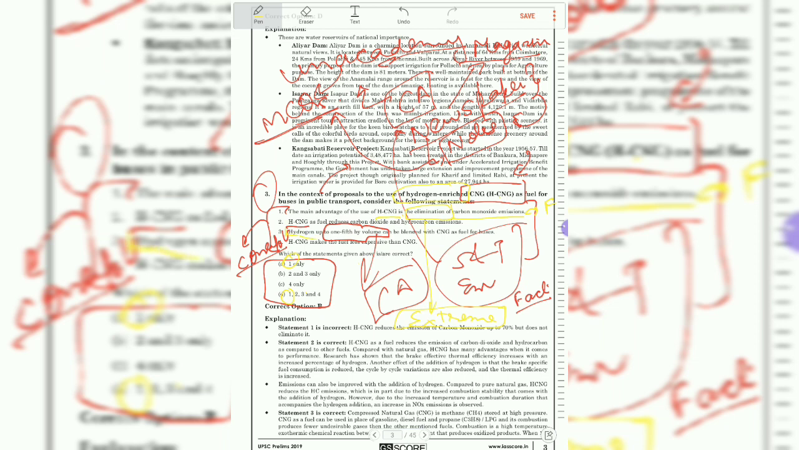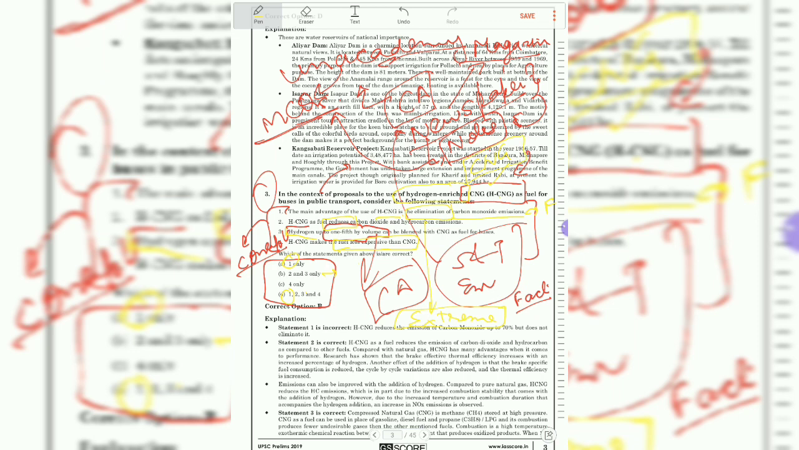We are not sure about this. Just 2 or 4, we will come to the conclusion. If it reduces, so reduces is quite fine, so we can go for it. Let's also read 4. Makes the fuel less expensive. If we are adding something, obviously it will make fuel costly, right? Because CNG we found in natural form.